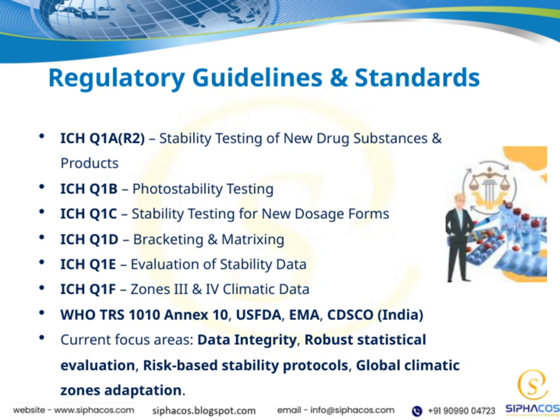Moving on, ICH Q1D introduces bracketing and matrixing approaches, which are efficient ways to reduce testing without compromising data integrity. ICH Q1E emphasizes the evaluation of stability data, guiding us on how to interpret and utilize the information effectively. ICH Q1F covers stability testing in different climatic zones, ensuring our products remain stable globally.